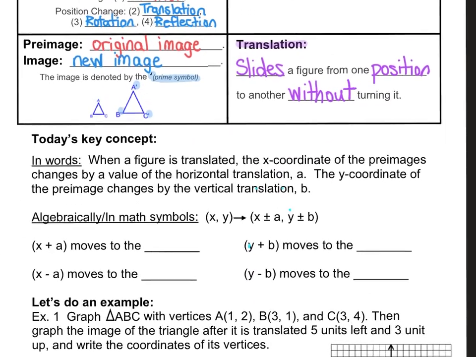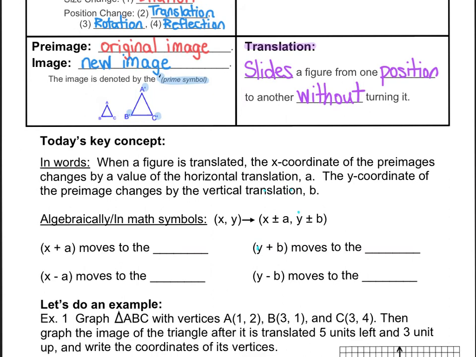All right, so today's key concept in words. In words, it can get pretty wordy. So I'm going to read the definition, but then we'll break it down into what it's actually talking about. In words, when a figure is translated, the x-coordinate of the pre-image changes by a value of the horizontal translation A. The y-coordinate of the pre-image changes by the vertical translation B.